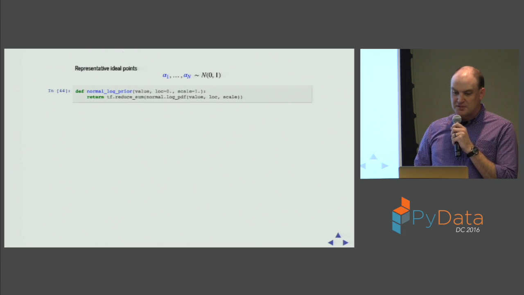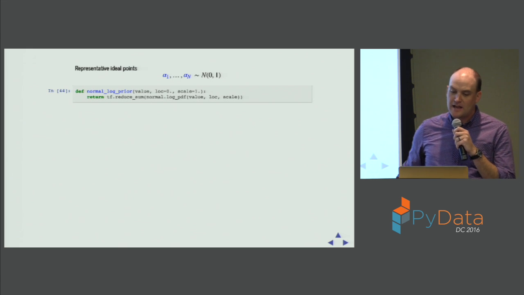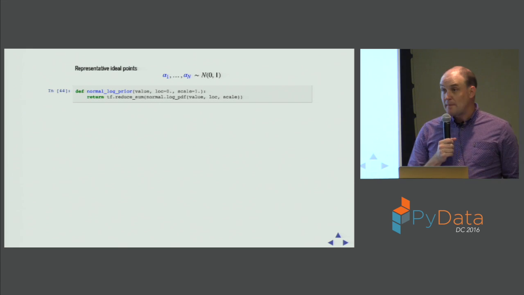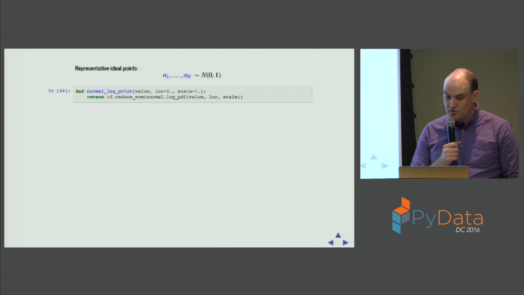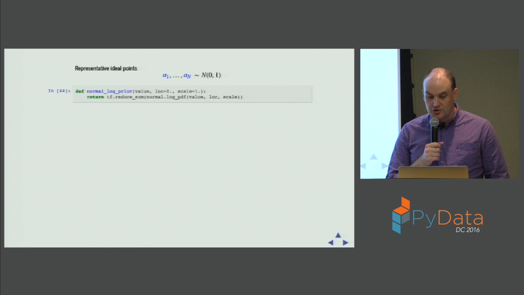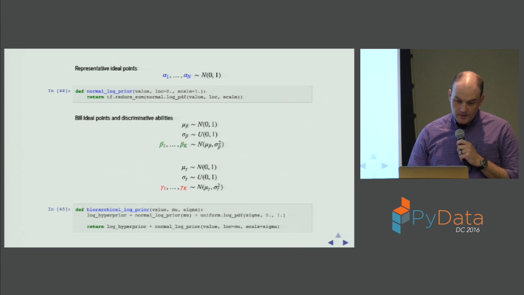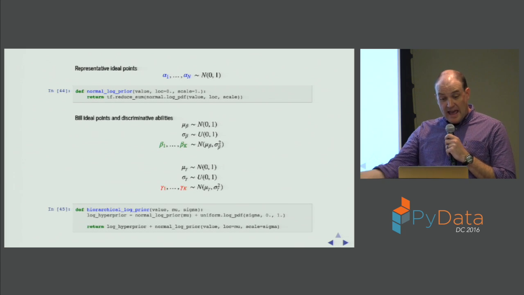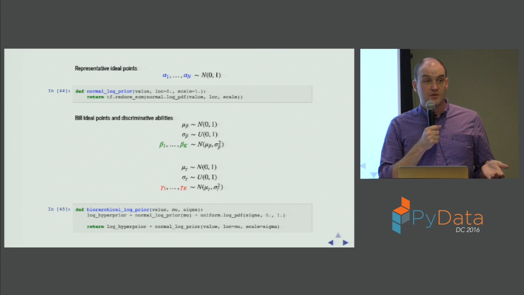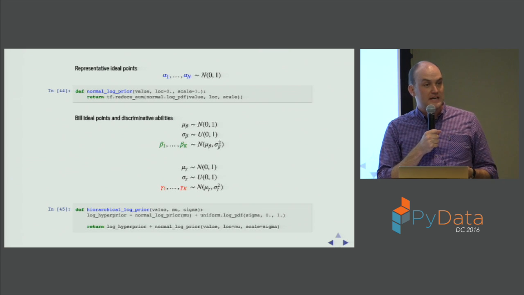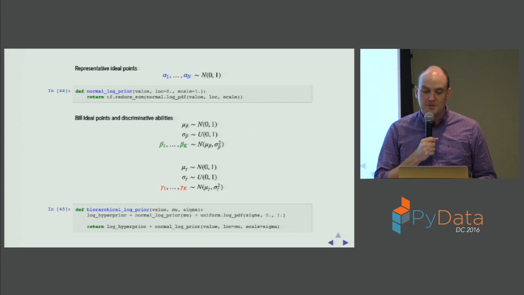So we put some priors on here. I'm going to show the prior and the code necessary to implement it using Edward. The representative ideal points we just assume have standard normal distributions. This isn't too bad. We take a normal distribution, ask for its log PDF, add it up using TensorFlow. Bills have ideal points and discriminative abilities. These are hierarchical normal distributions, normals that are constrained to have means drawn from the same distribution, variance drawn from the same distribution.